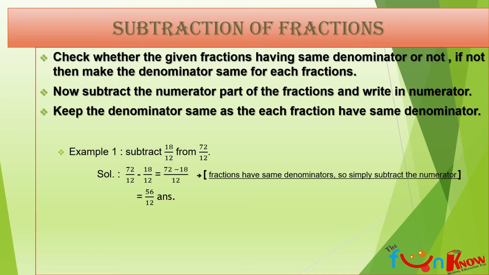So now step number 2, what it says, you have to make sure that you will just subtract these two values, 72 minus 18, and you will write the denominator as it is, that is 12. 72 minus 18 by 12, answer is 56 by 12. This is how our normal subtraction will happen. This subtraction example was of like fractions because both the denominators were like terms.